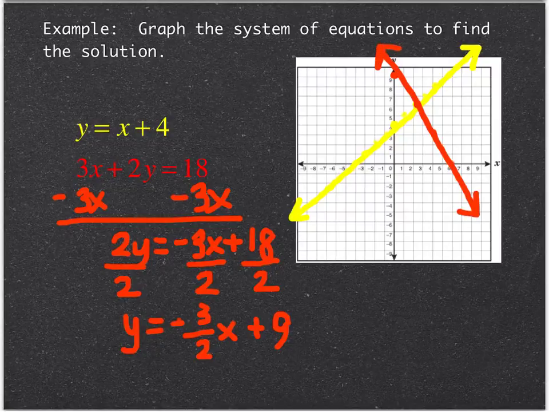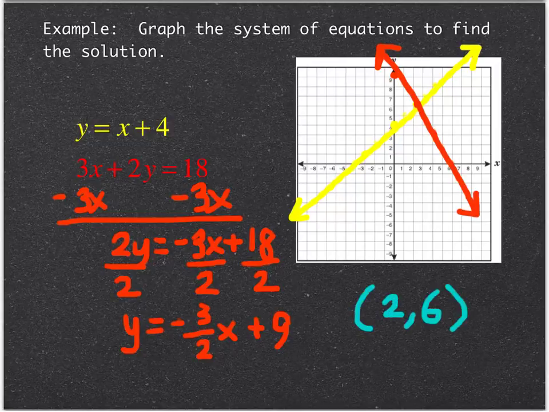Now what do I say for my solution? I'll change colors here. My solution is where these cross, and sure enough it looks like it's going to be this ordered pair right in here. So my solution looks to be the ordered pair 2 and 6, I think, right?